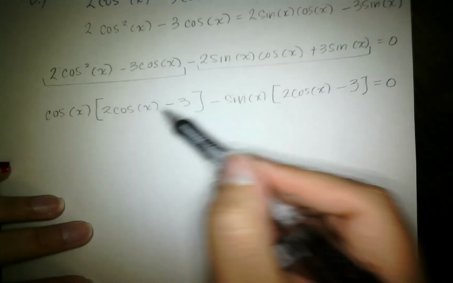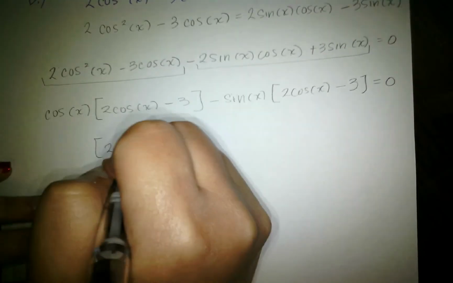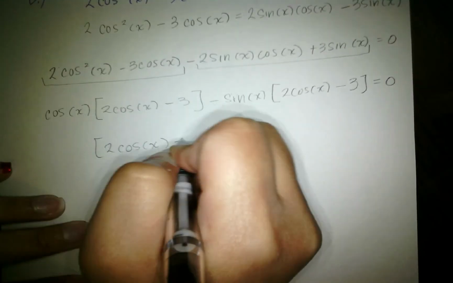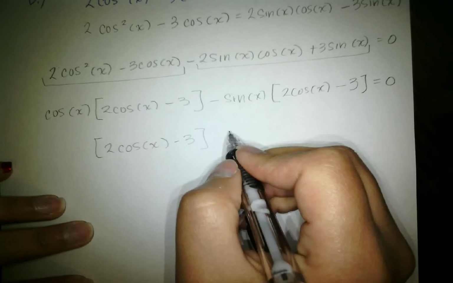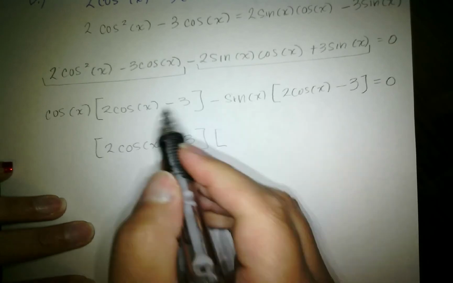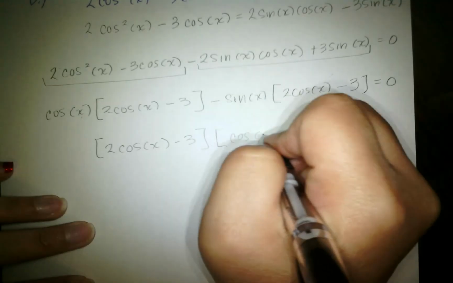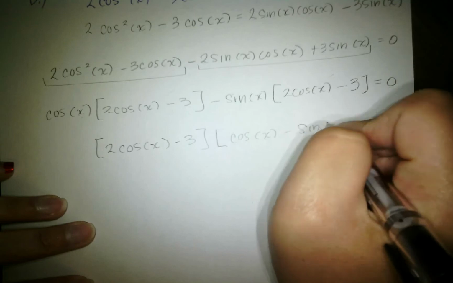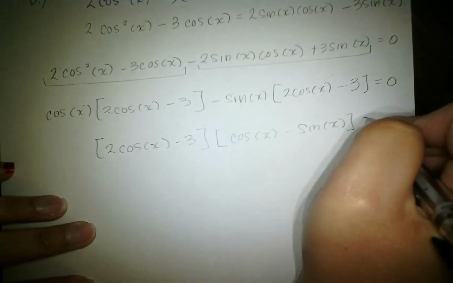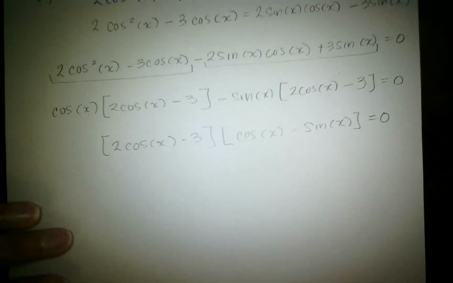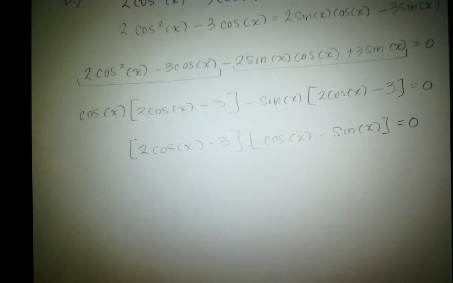They both have this guy in common, so 2 cosine of x minus 3 comes out from each. And then times, we take those out. What's left is a cosine of x minus sine of x equals 0. So now it's factored. Craziness.